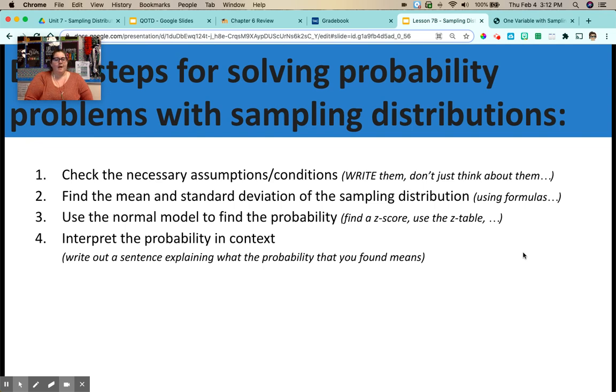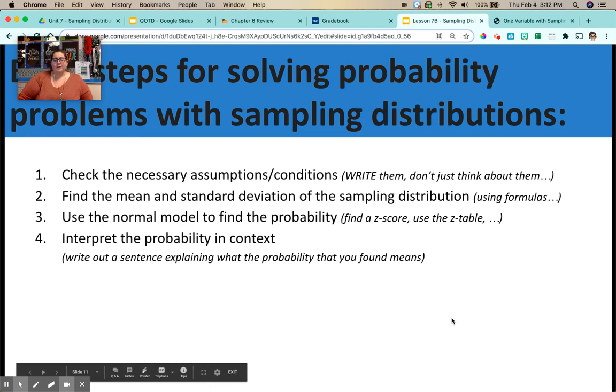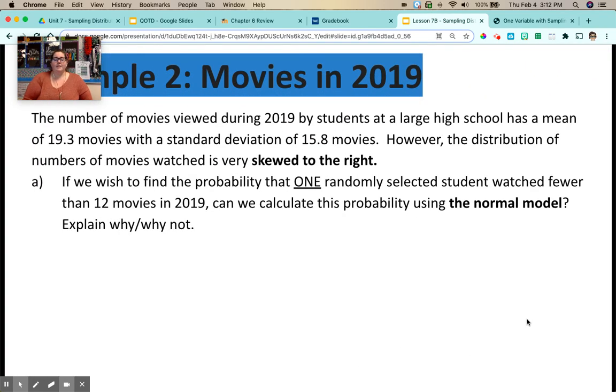We have our same basic steps for solving these types of problems, just like we did with proportions. Our formulas are a little different, and one of our conditions is a little different. But other than that, we are basically doing the same thing as we did before. So let's go ahead and jump into that. Our example for today is dealing with movies. The number of movies viewed during 2019, I had to be very clear about that because 2020 is a different world in movies, by students at a large high school has a mean of 19.3 movies with a standard deviation of 15.8 movies.